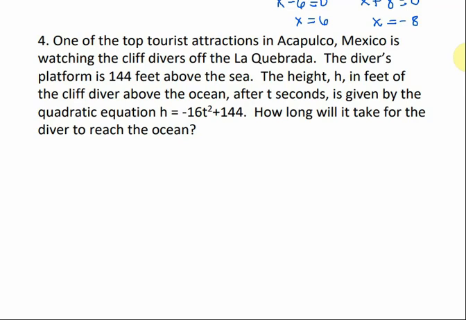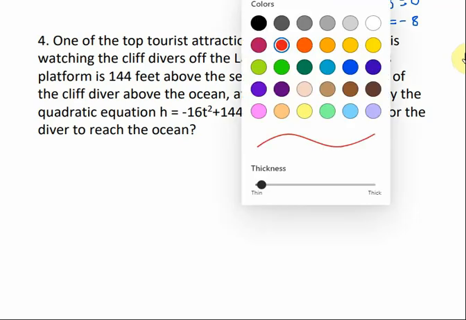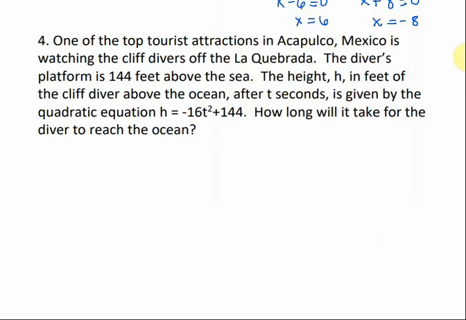So they have given us the equation, so we don't have to come up with the equation. And they've also told us what our variables represent. The height is h, t is the number of seconds. But in this equation that we've been given, there are two variables. And like I said, we can't solve an equation that has two variables. So let's figure out what we can replace in here.